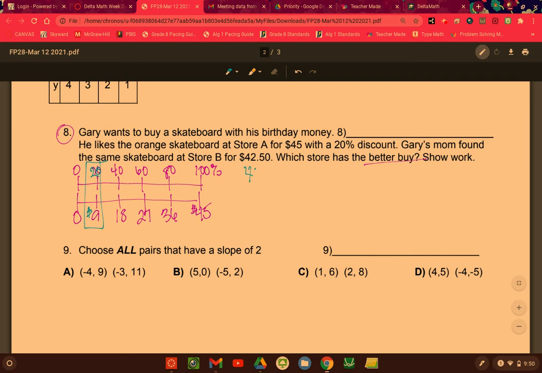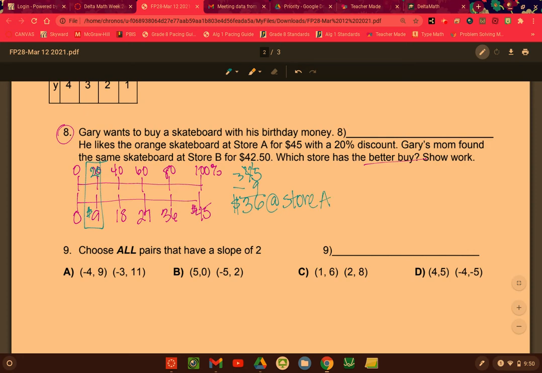So we take 45 minus 9. And what do we get? 5, 6, 7, 8, 9. $36 is left at store A.